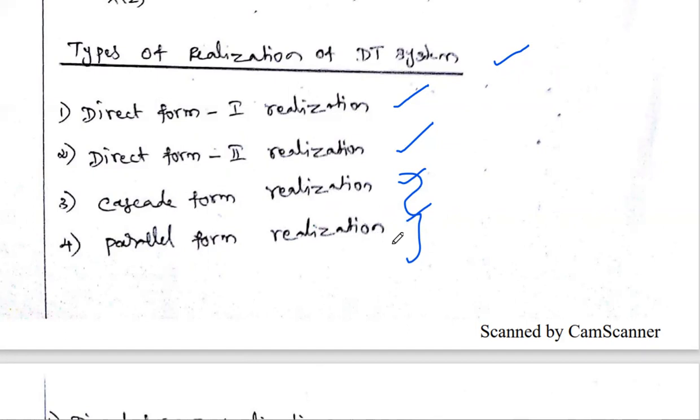In the next videos, we will see how to realize the given discrete time system in direct form 1, direct form 2, cascade form and parallel form, and solve the corresponding problems.